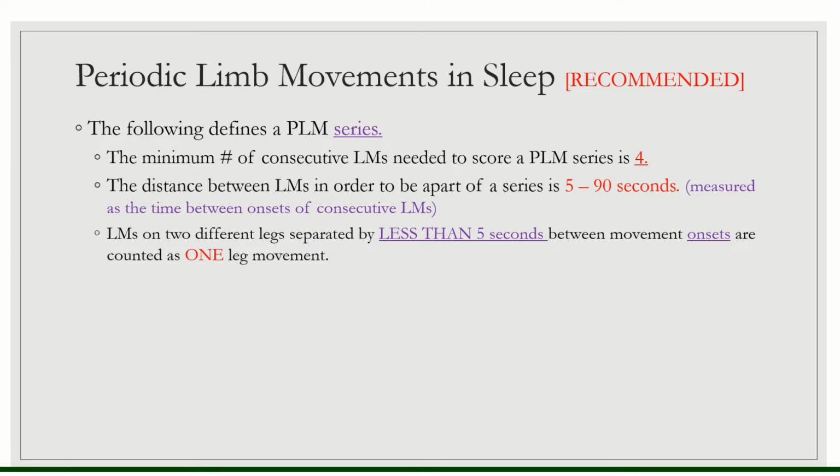The minimum number of consecutive limb movements needed to score a periodic limb movement series is 4. So that means we have to have 4 individual periodic limb movements in order to have a periodic limb movement series. The distance between the limb movements in order to be a part of the series is 5 to 90 seconds. 5 to 90 seconds, that will be on the test, okay? It's measured as the time between onsets of consecutive limb movements. So you're going to measure your distance from the start of one limb movement to the start of the next limb movement, okay?